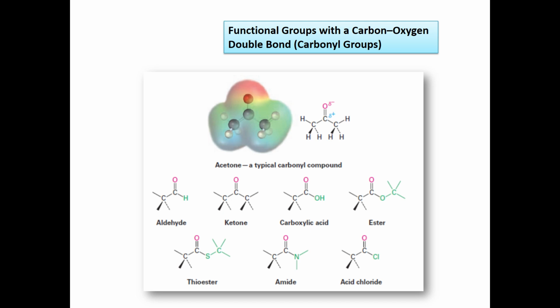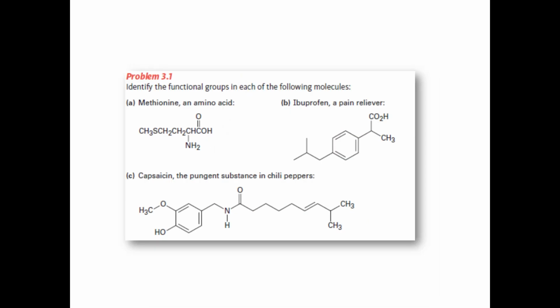Also we can have functional groups with a carbon-oxygen double bond, like carbonyl groups: aldehydes, ketones, carboxylic acids, esters, thioesters, amide, and acid chloride. You need to remember these structures because these are the most important functional groups that we will see this year. Okay? In a given molecule, you have to be able to determine its functional group. For example, in this exercise that I recommend doing at home.